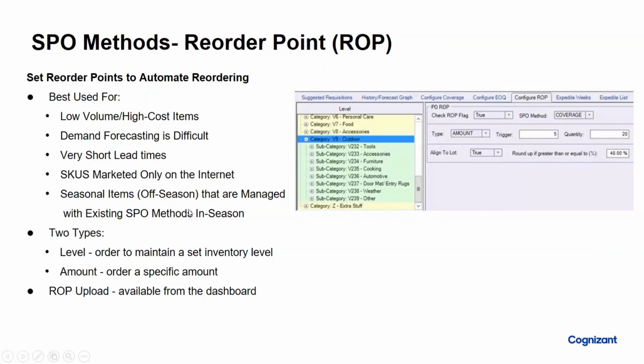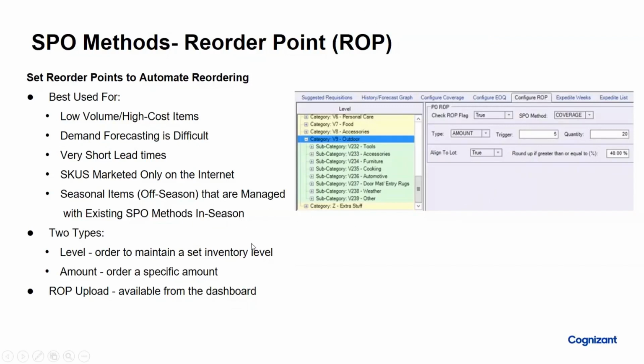And it can also work in tandem with another SPO method. So if you have really seasonal items, during the season you can have coverage in place, for example, but then in the off season you can have ROP fill in so that if you start getting low on inventory, the system will tell you to make sure and buy some to put in stock.